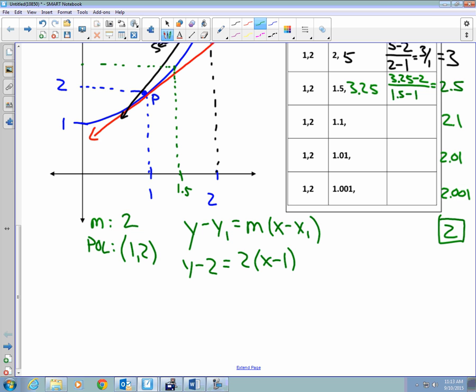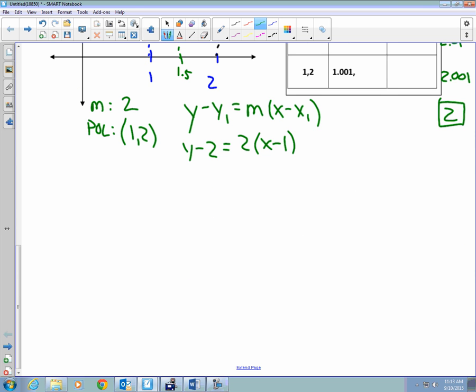On the AP Calculus exam, you may leave the answer like that. That's an equation for a line right there. In this class, you may not leave it like that. You must then put it in slope-intercept form. y minus 2 is equal to 2x minus 2. So y is equal to 2x. This is the line that is tangent to the curve at that given point.